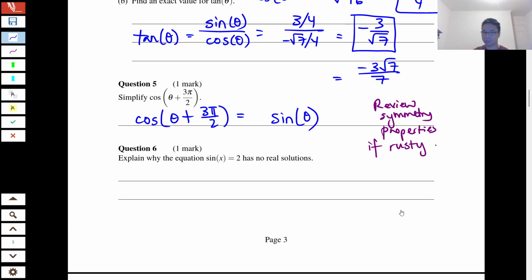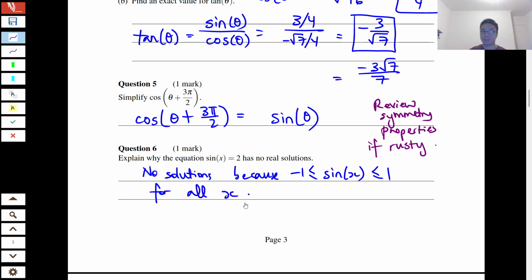All right, question 6. You probably wouldn't be asked a question like this on the exam because it's a bit vague. But essentially, all I wanted you to say was no solutions, because sine of x is between -1 and 1 for all x. As soon as I go outside this range, the equation has no solutions.